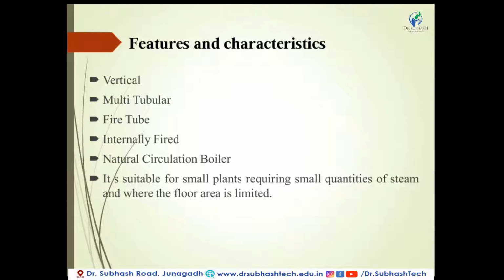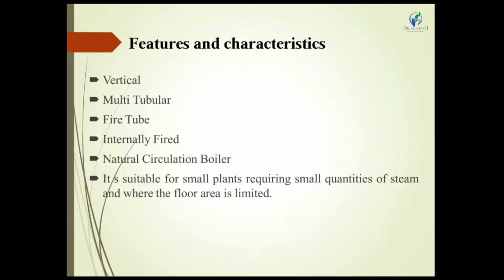The features and characteristics of the Cochran boiler. The boiler type is a vertical, multi-tube, fire tube boiler. The flue gases are passed through the fire tubes, and the surface is surrounded by water. Internally fired means the smoke and flue gases are created inside the boiler. That is an internally fired boiler.